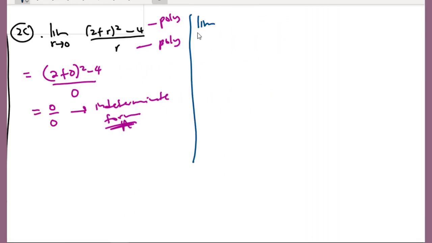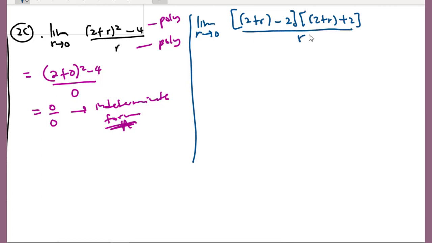Okay, limit, factorize. 2 plus r, sorry, not 4, 2. Factorize 2 plus 2 over r. Okay, I use the concept a squared minus b squared is equal to a minus b, a plus b.